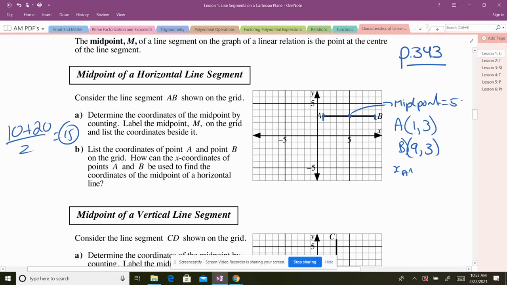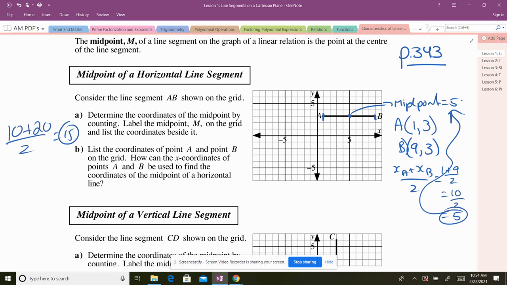Now, take the x values. I'll call it xa plus xb, divided by 2 because it's 2 terms. What's xa? What's xb? What's 9 plus 1? Divided by 2 is? Boom. That's the midpoint formula. What do you think we do for the vertical line? Add the y values. Okay?